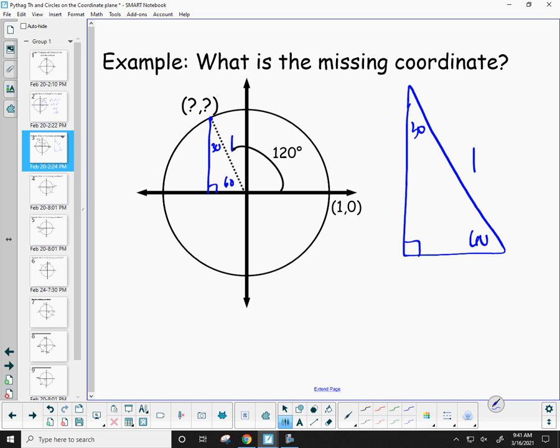Is that okay? Okay, so now I need to find my other two sides. So this is my hypotenuse. How do I get my short side, my short leg? Divided by 2, so it's 1 half.